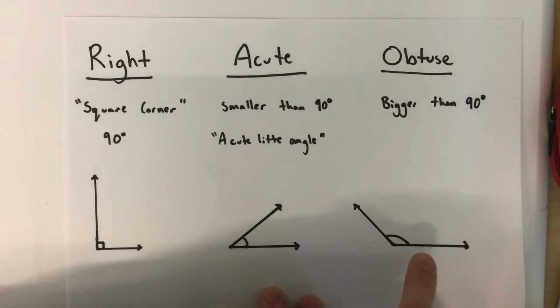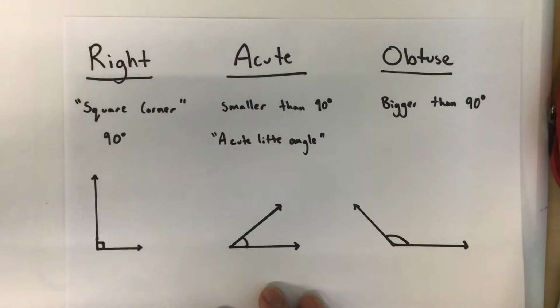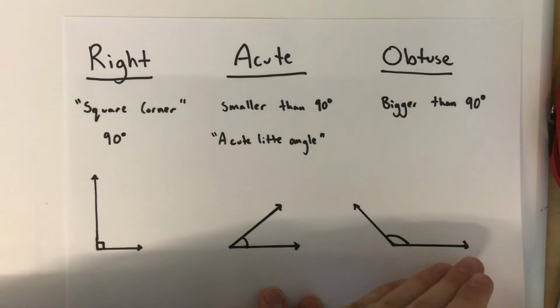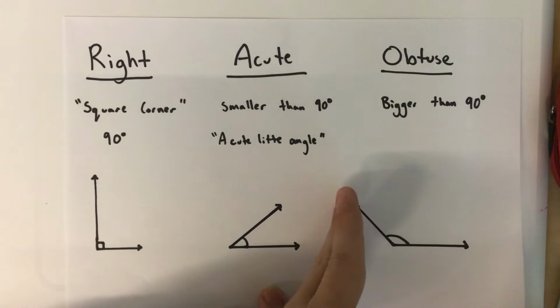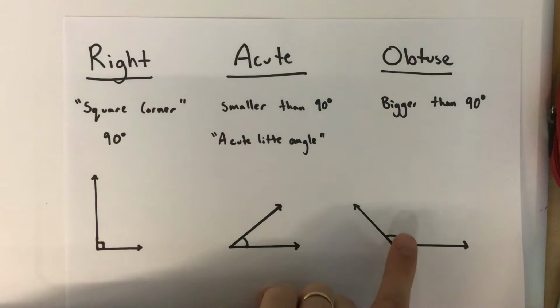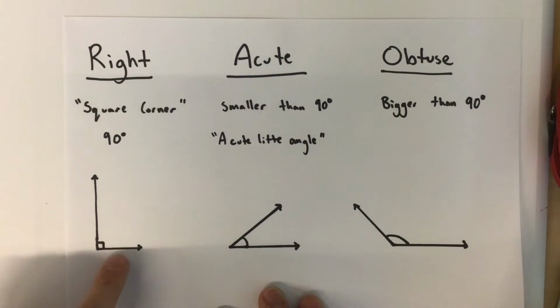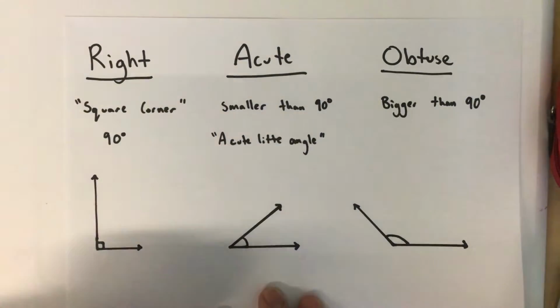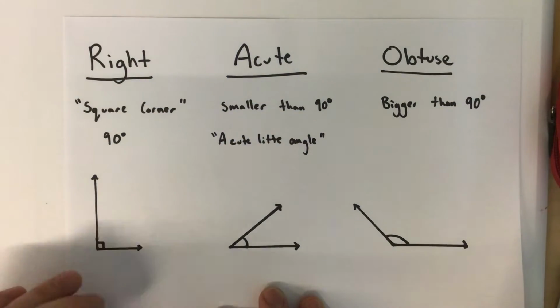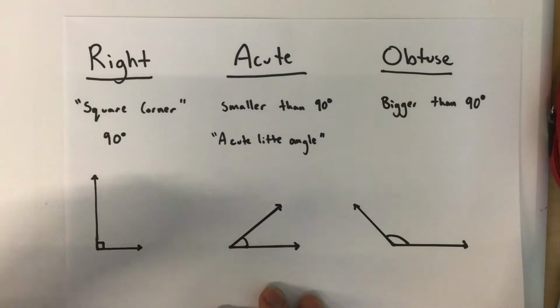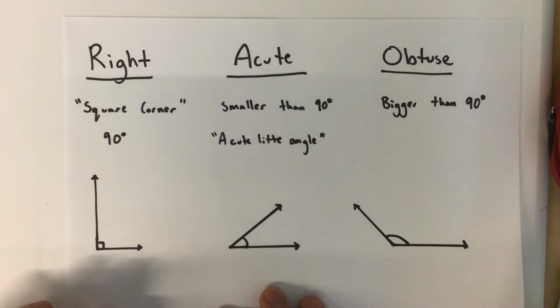And the last type of angle that we have is an obtuse angle. Obtuse angles are bigger than 90 degrees, and you can almost imagine it opening up larger than 90 degrees. So you can see the difference between an obtuse angle here and our 90 degrees right here. So these are the three different types of angles that we're able to work with. And so we're going to be showing how we can determine if an angle is right, acute, or obtuse.